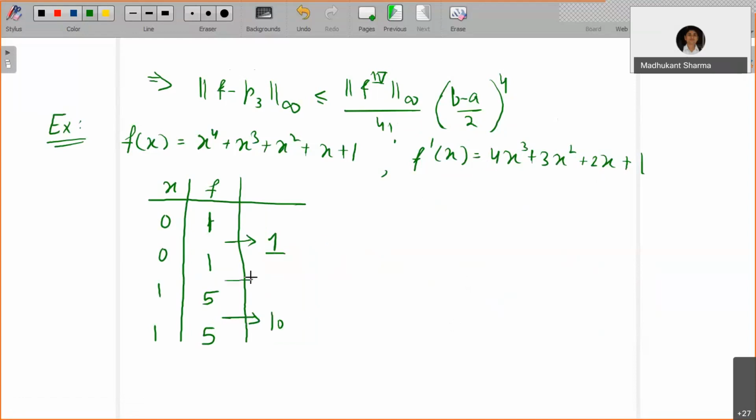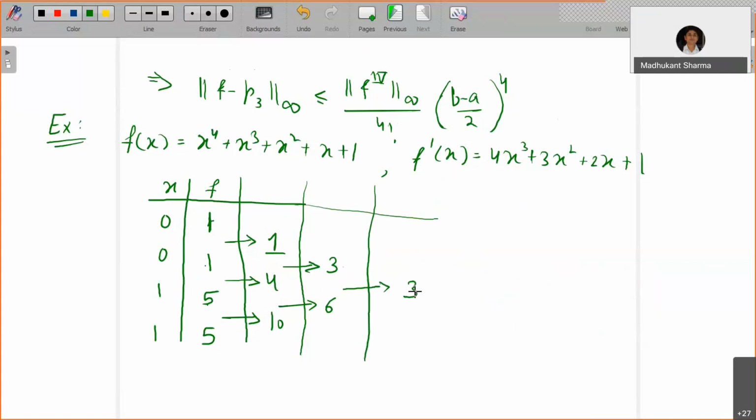The value here is (5 - 1)/(1 - 0), so that is 4. The next is (4 - 1)/(1 - 0), so that is 3. Here it is (10 - 4), that is 6, divided by (1 - 0), so 6. The third divided difference is (6 - 3)/(1 - 0), so that is 3. So these are the values here.